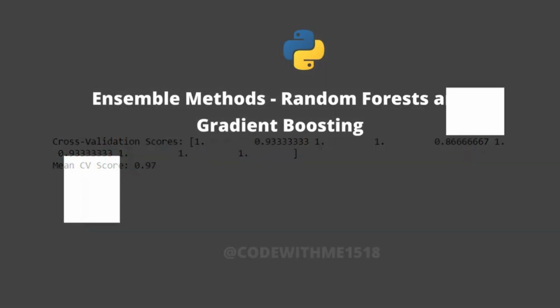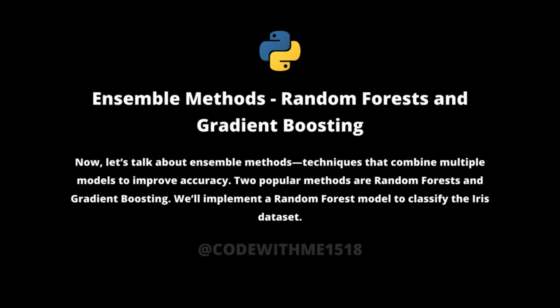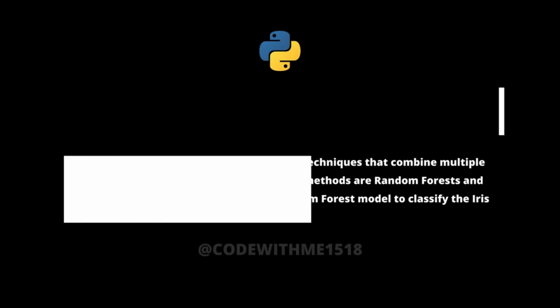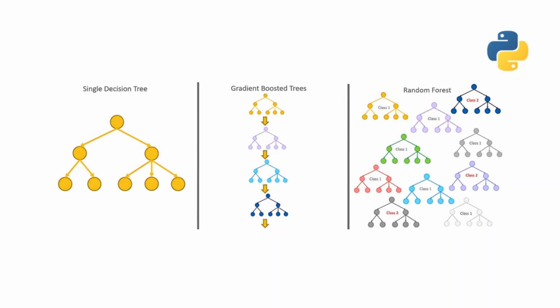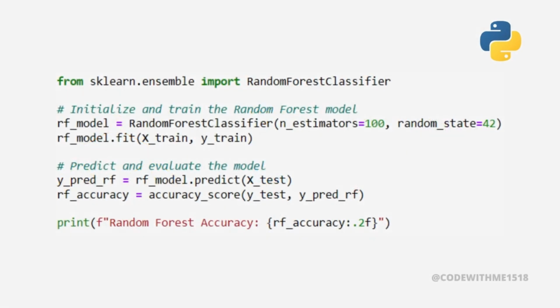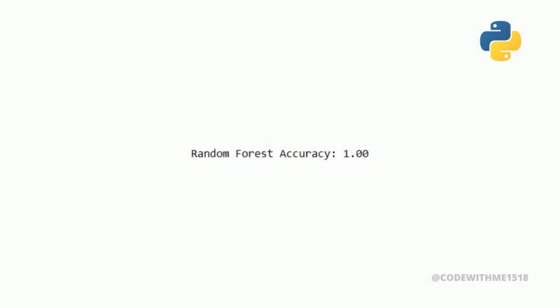Now, let's talk about ensemble methods, techniques that combine multiple models to improve accuracy. Two popular methods are random forests and gradient boosting. We'll implement a random forest model to classify the iris dataset. Random forests reduce overfitting by combining the predictions of multiple decision trees, and gradient boosting takes it a step further by focusing on improving the mistakes of previous trees.